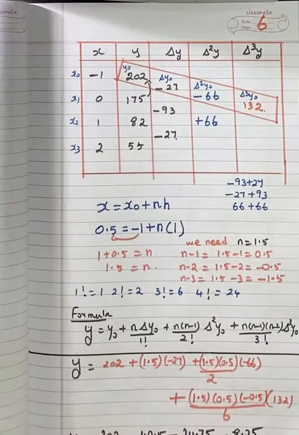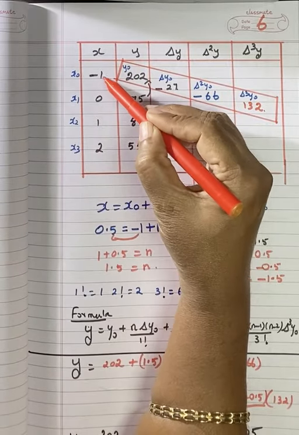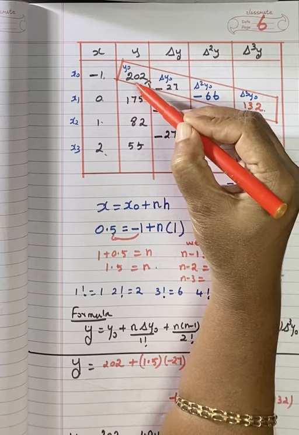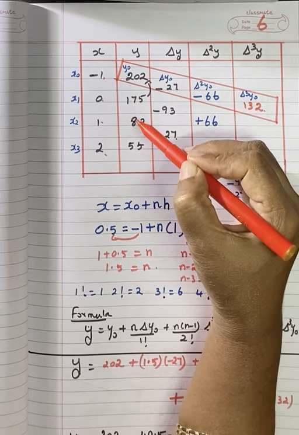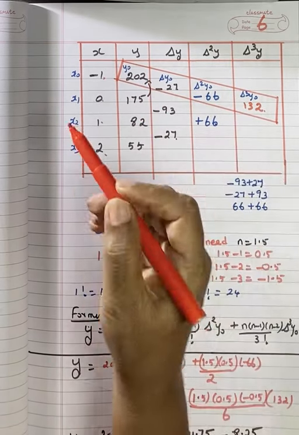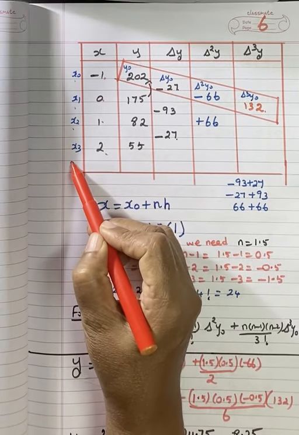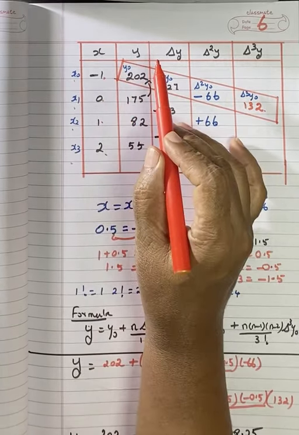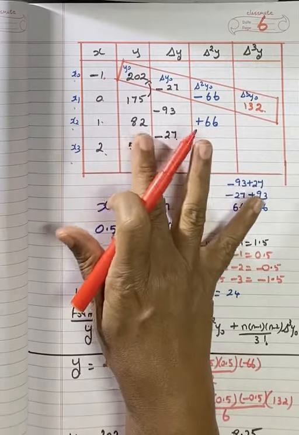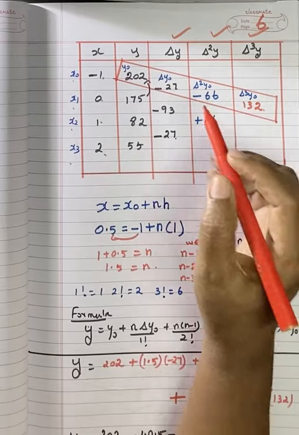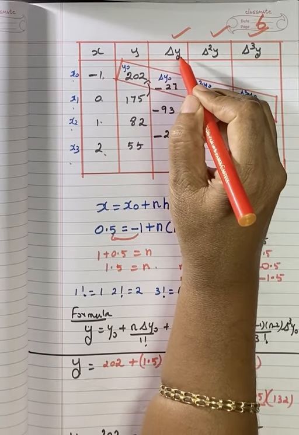Shall I write the answer in table now? X is minus 1, 0, 1, 2. Y is 202, 175, 82 and 55. This is x naught, this is x1, this is x2, this is x3, this is y naught, leave as it is. Now these two are given. I am going to find these 3 columns. This is read as delta y.